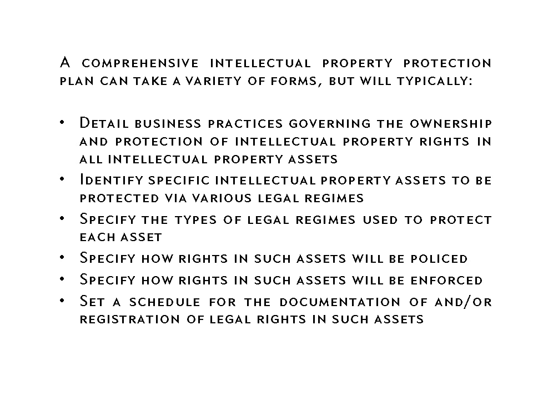Forming the intellectual property protection plan. A comprehensive intellectual property protection plan can take a variety of forms, but will typically detail business practices governing the ownership and protection of intellectual property rights and all intellectual property assets, will identify specific intellectual property assets to be protected via various legal regimes, specify the types of legal regimes used to protect each asset, specify how rights in such assets will be policed, specify how rights in such assets will be enforced, and set a schedule for the documentation and/or registration of legal rights in such assets.